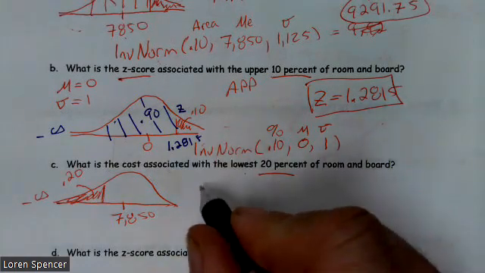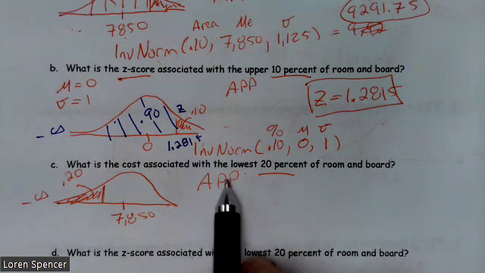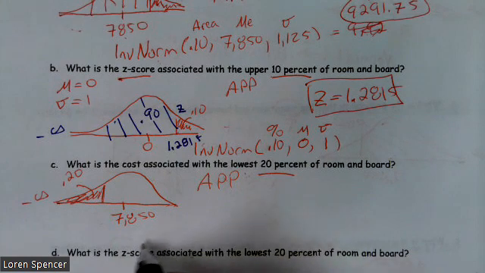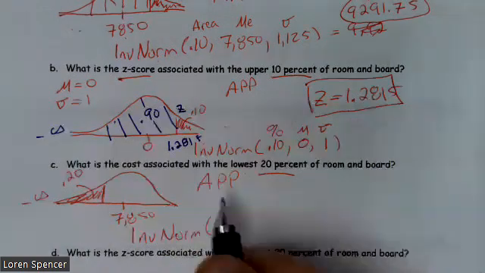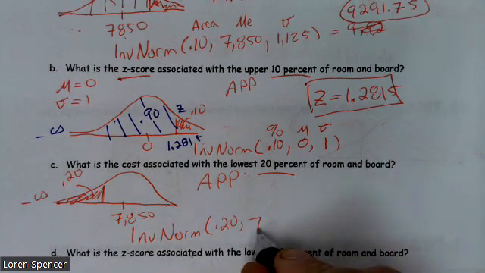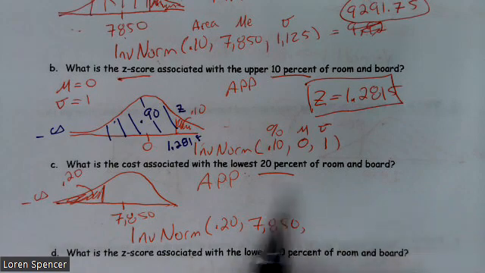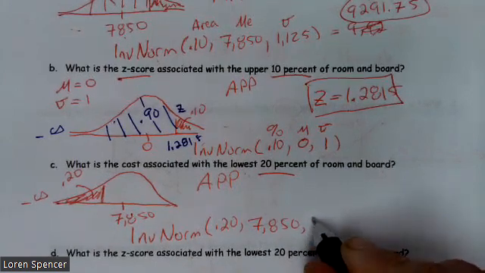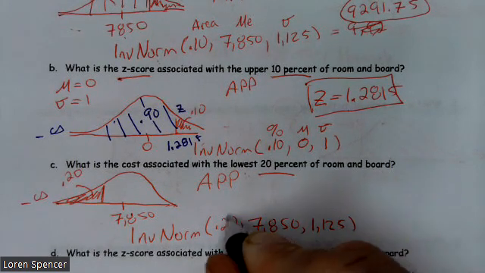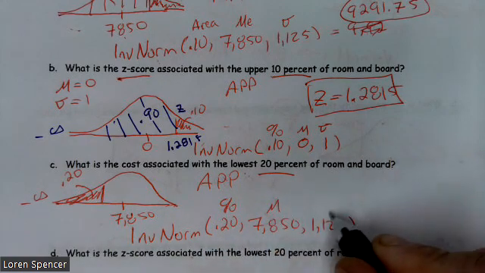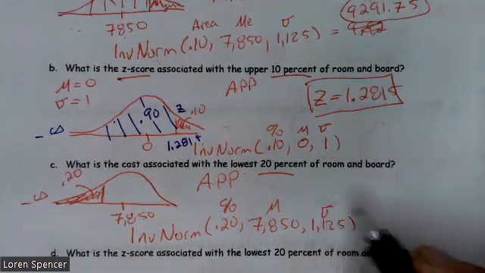Since they gave me an area, if they give you an area, a percent, or probability, then I need to come in and use the inverse norm. And the first thing it's going to ask me for is my area. Well, my area in this case is 0.20. My mean is 7,850. And my standard deviation is 1,125. So this is, again, my percent. This is my mean. And this is my standard deviation.